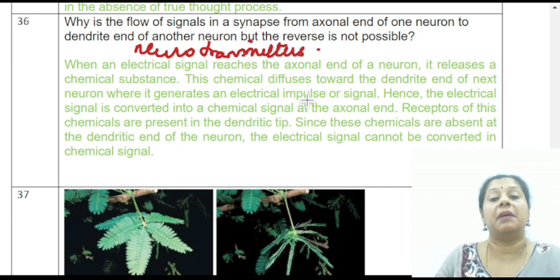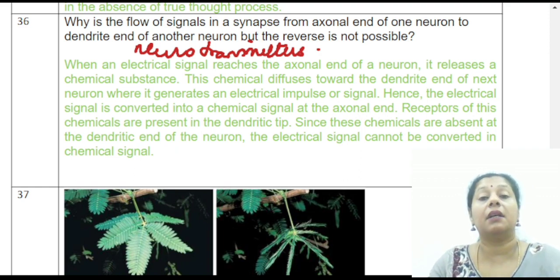Okay, this chemical diffuses towards the dendrite, which means there is a gap. Through the gap, the chemical diffuses and reaches the next neuron, that is, the dendrite end of the next neuron, so that it can generate a new electrical impulse or signal. Hence, the electrical signal is converted into a chemical signal at the axonal end.